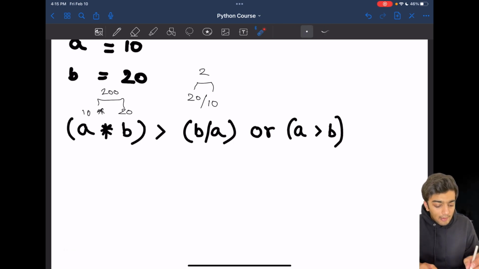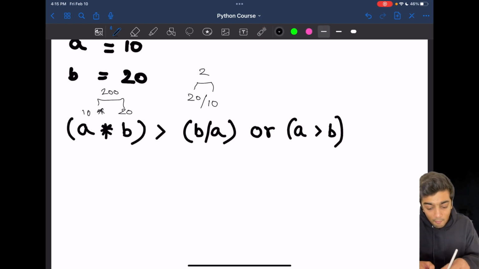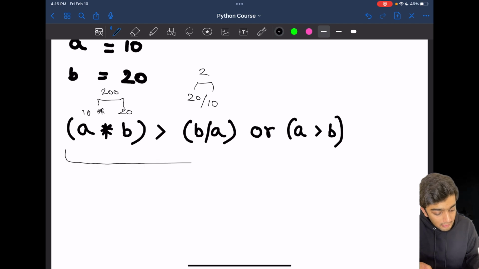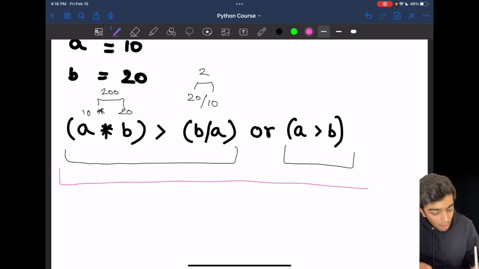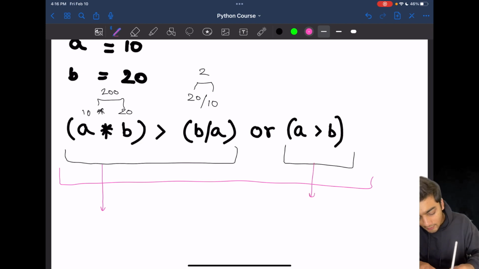So first off, let's segregate our conditions. In this case, we have one condition, which is this whole expression right here, the other condition, which is this whole expression, and the final condition, which is all of these together. So let's take them one by one. Let's take the first condition right here, the second condition right here, and finally the third condition right here.